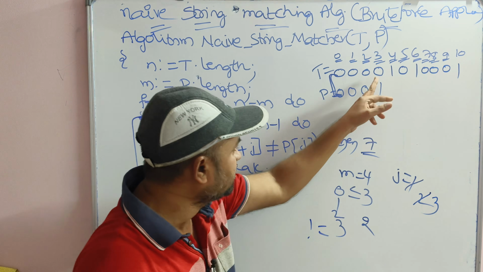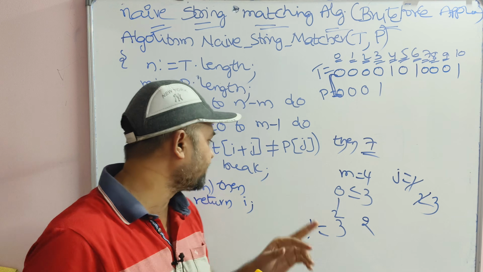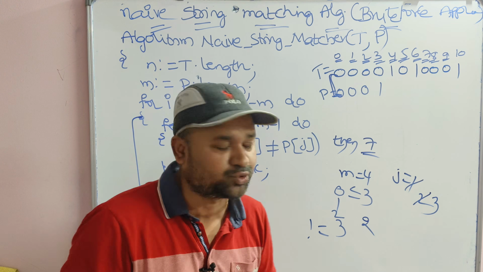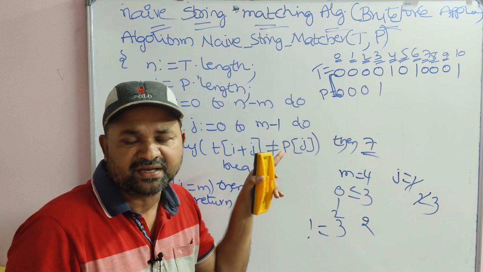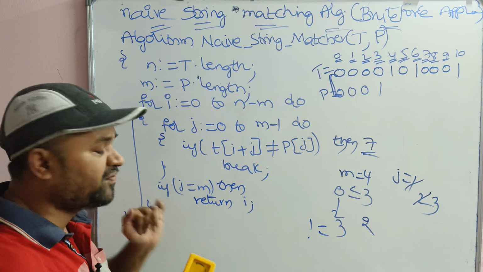Yes, condition is true. Next, this 0 will be compared with this one. 0 not equal to 1. Yes, that is true. 0 not equal to 1, it is true. So break statement will be executed. So whenever break statement is executed, then what will happen? Control comes out from the for loop.